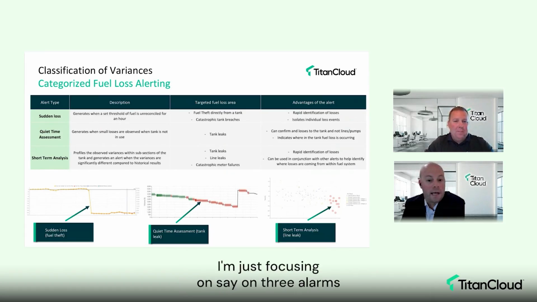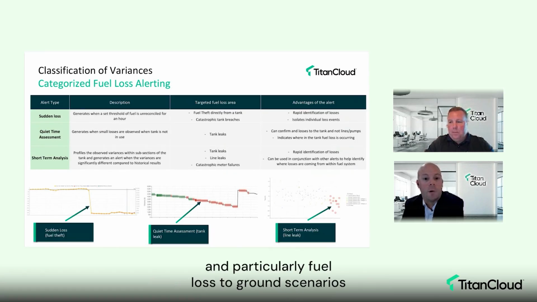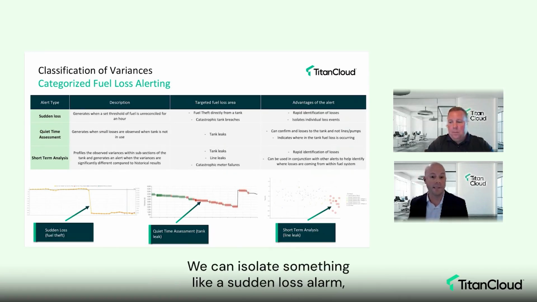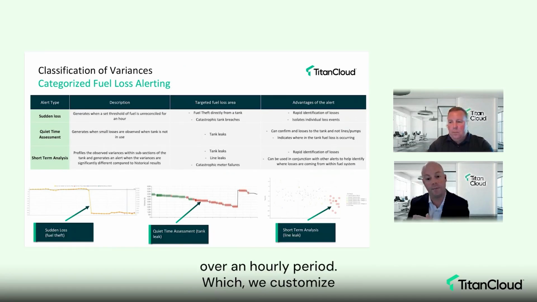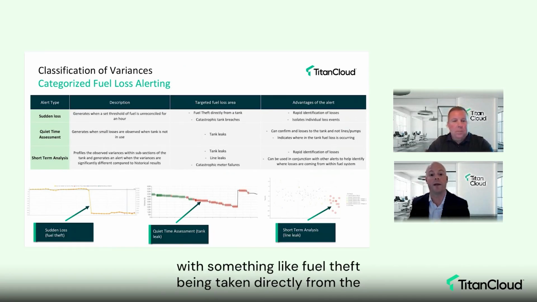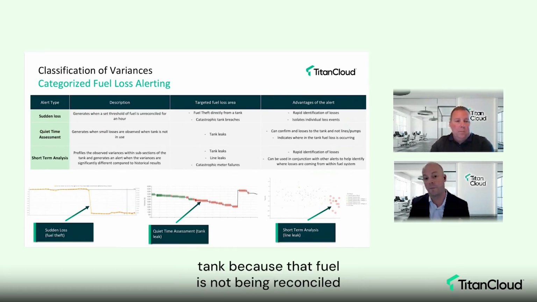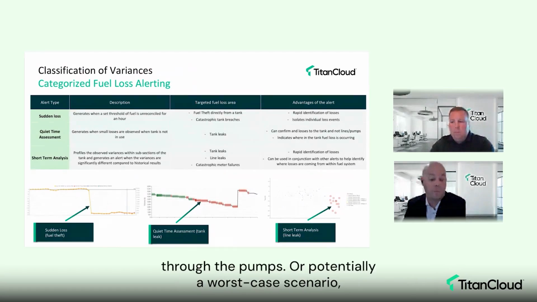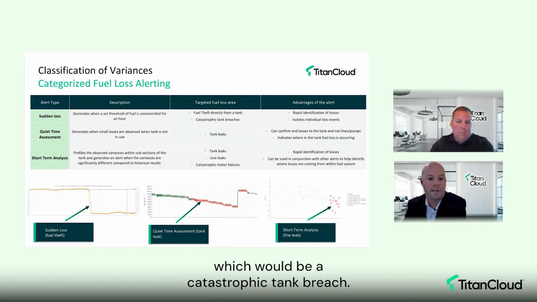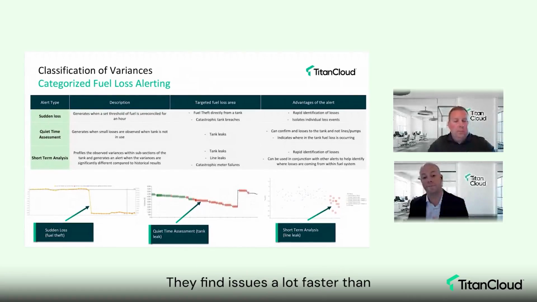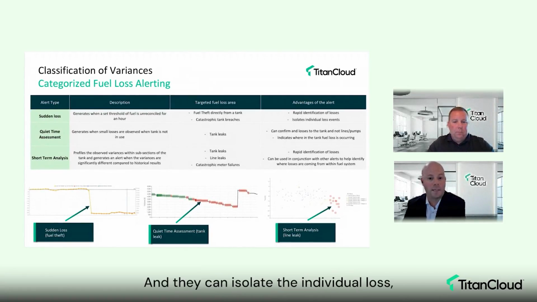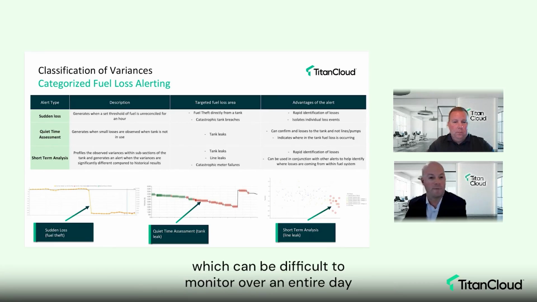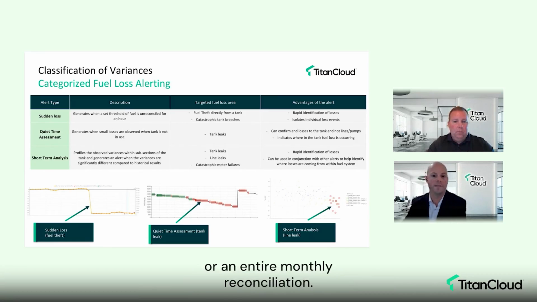I'm just focusing on, say, three alarms that we have here that are associated with inventory variance, and particularly fuel loss to ground scenarios or theft scenarios. We can isolate something like a sudden loss alarm, which just targets a single one-off loss event over an hourly period, which we customize these types of losses to be associated with something like fuel theft being taken directly from the tank because that fuel is not being reconciled through the pumps, or potentially a worst case scenario, which would be a catastrophic tank breach. And the advantages of these alerts is they're very fast acting. They usually find issues a lot faster than traditional inventory reconciliation methods, and they can isolate the individual loss, which can be difficult to monitor over either an entire day or an entire monthly reconciliation.